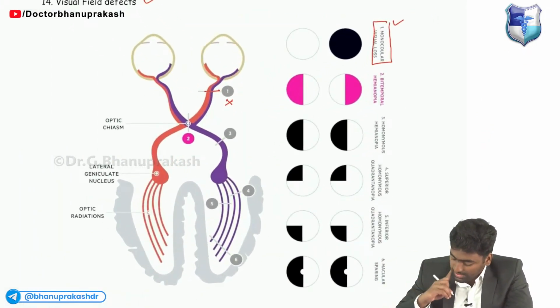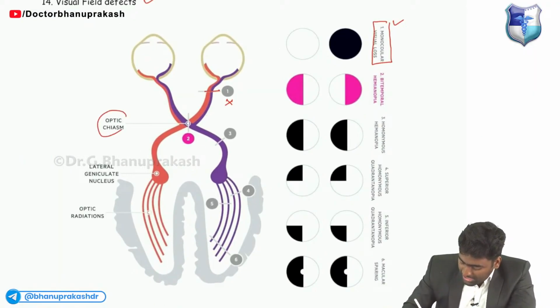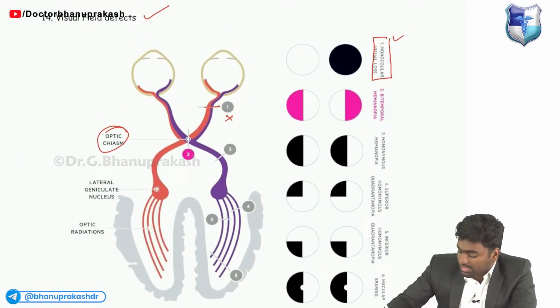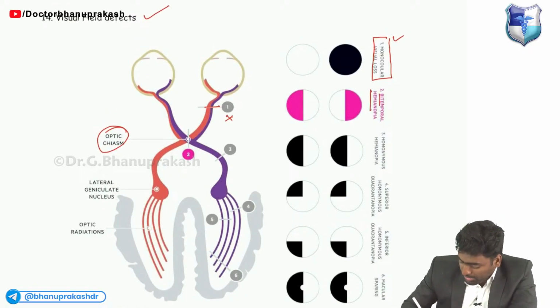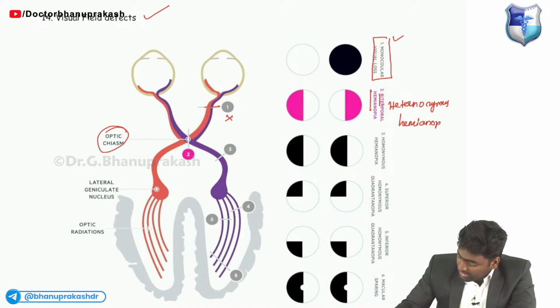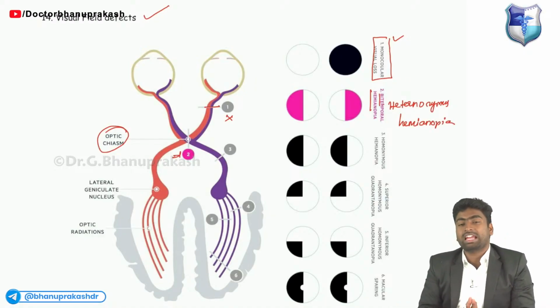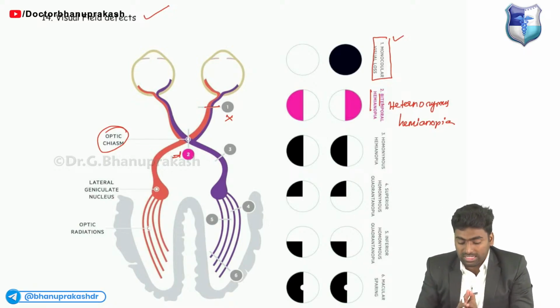Next, if you see the optic chiasma, if there is any damage at the level of the optic chiasma, then it leads to bitemporal hemianopia, also known as heteronymous hemianopia. Then, if there are any lesions beyond it, it will always be homonymous in nature.